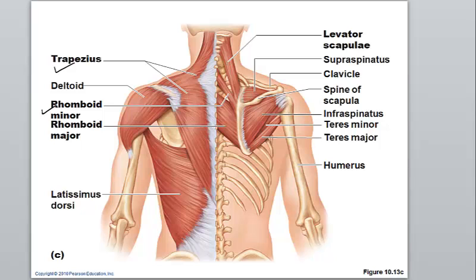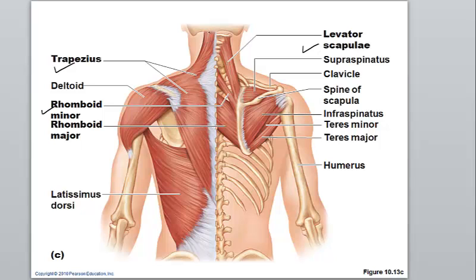Okay, you have your rhomboids, minor and major, and you have your levator scapulae. Okay, all those muscles. We're going to talk about latissimus dorsi when we talk about the upper limb. Okay, let's talk about the trapezius. Trapezius elevates and retracts the scapulae.